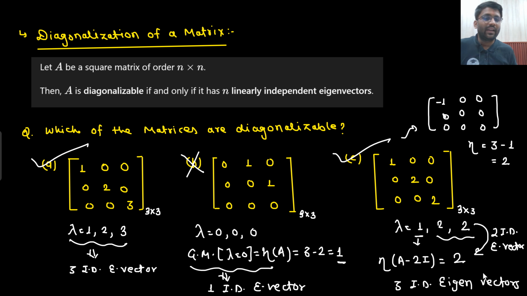Second statement: if all the eigenvalues are different, then the matrix is surely diagonalizable. Yes sir, it is correct. Third statement: if eigenvalues are the same, then the matrix may be diagonalizable. Is that correct? Yes, it may be diagonalizable, it may not be diagonalizable. Understandable? So you understood how to find out whether a matrix is diagonalizable or not.